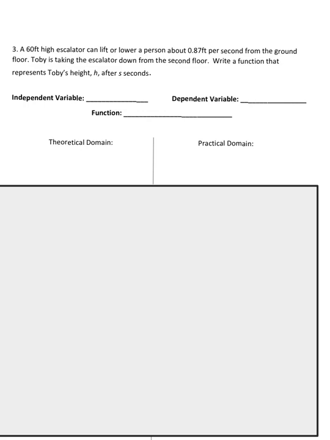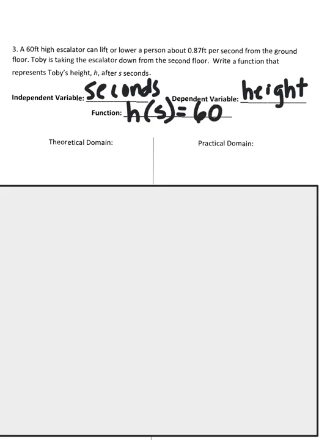So his height is the dependent variable because his height is going to depend on how long he's on the escalator. His height is the dependent, and time, the seconds he's on it, is the independent. So his function is going to be h of s. If we look at his height, he's starting 60 feet off the ground and going down at 0.87 feet per second.